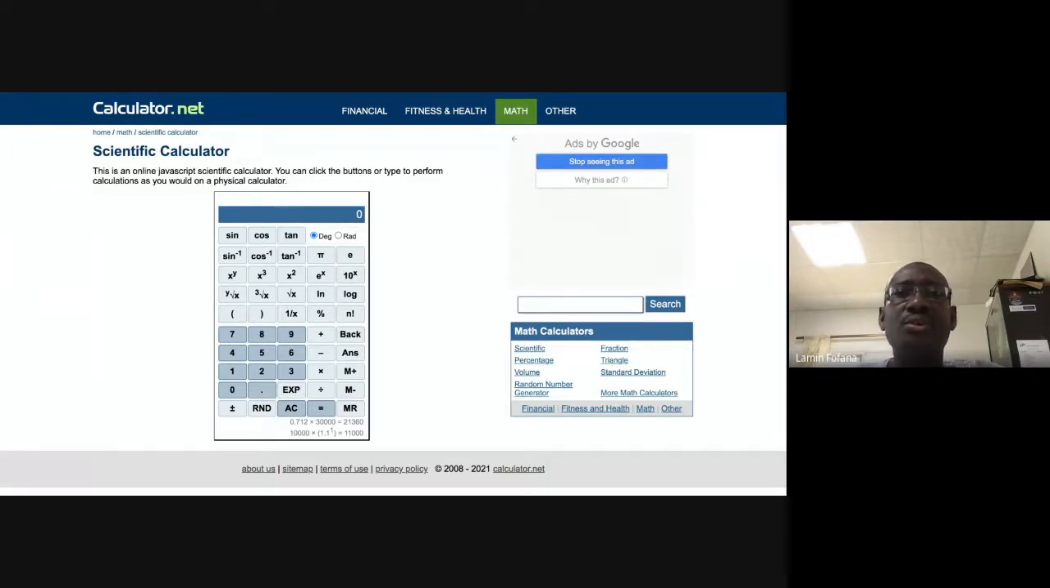So after 1 year, our investment is going to be like this. We say 10,000, just type 10.